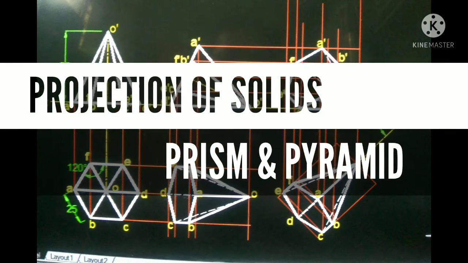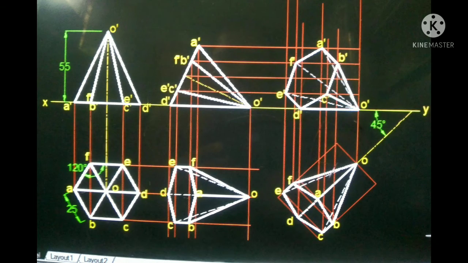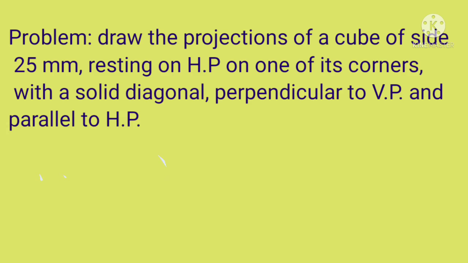Welcome everybody. In this video, we will learn about the projection of solids, and here we solve the problem of prism and pyramid. We will go directly to the problem, and the problem is: draw the projection of a cube of sides 25 mm resting on HP on one of its corners with a solid diagonal perpendicular to the VP and parallel to the HP.